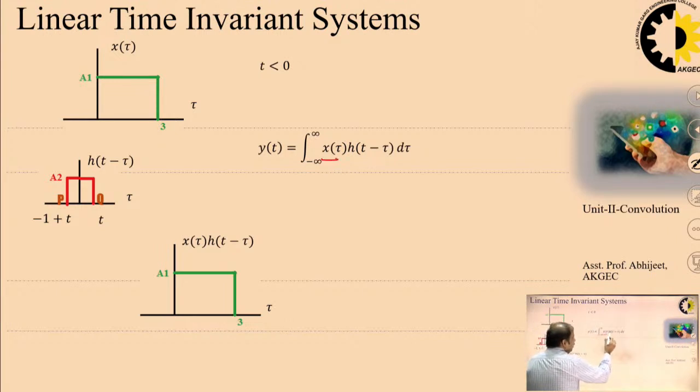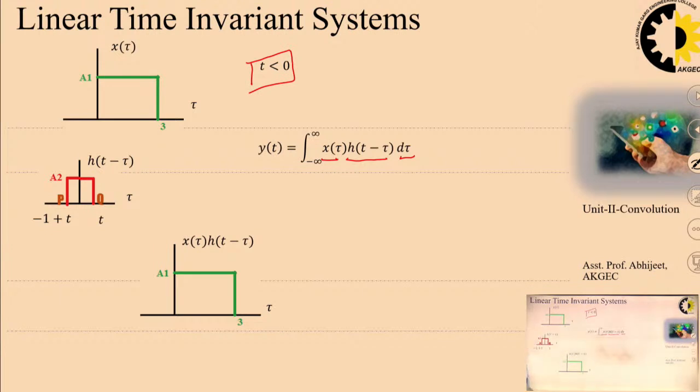Here we want the product of x of tau and h of t minus tau. The variable of integration is tau. So we firstly want the product, then we will integrate accordingly for the values of t. Now if we consider the first case, that is to say that t is less than 0.